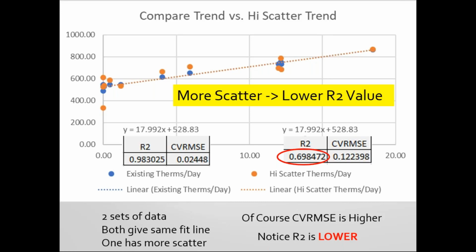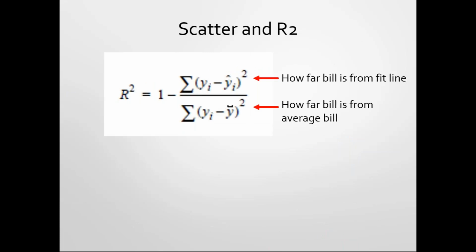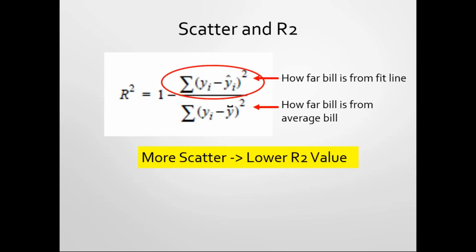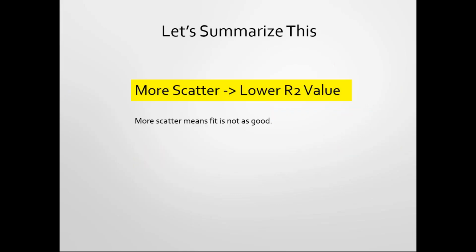Okay, so more scatter means a lower R squared value. So let's see if we can figure it out this way. Here it is. The top is how far the bill is from the fit line. Well, that is my scatter right there up top. So that's my summary. There's not much here, right?